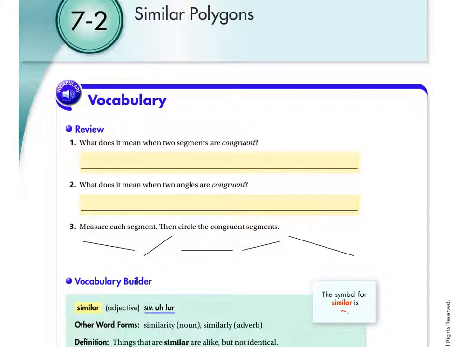All right, so we're going to look at similar polygons over the next 2 days. And so let's review some polygon vocabulary. What does it mean when two segments are congruent? What's equal? Their lengths.